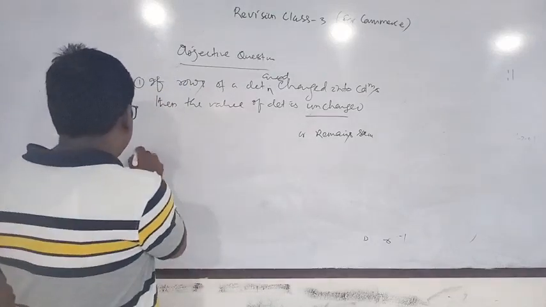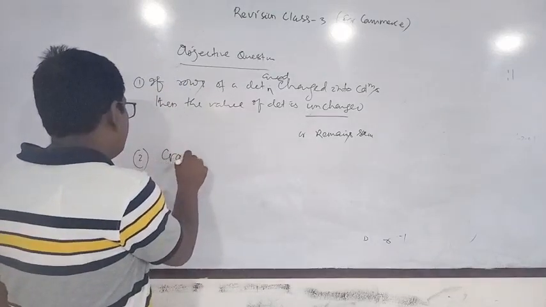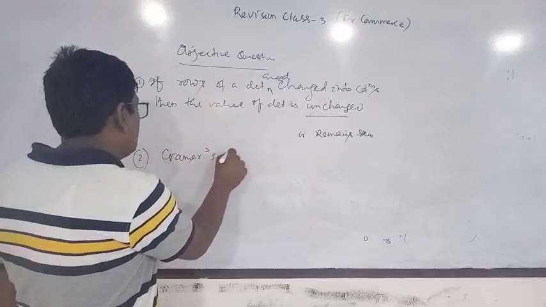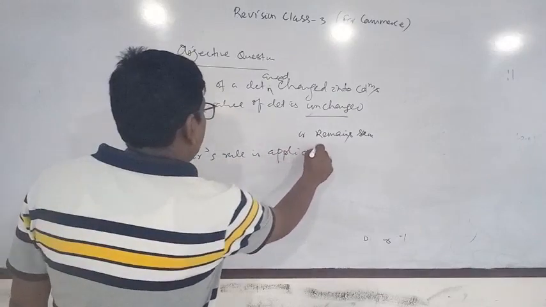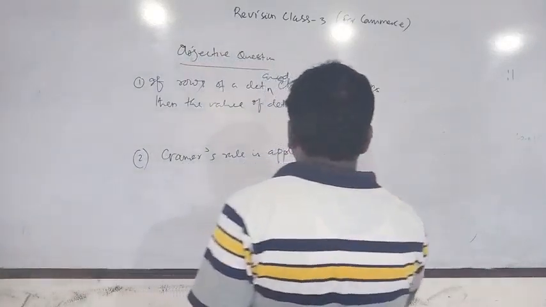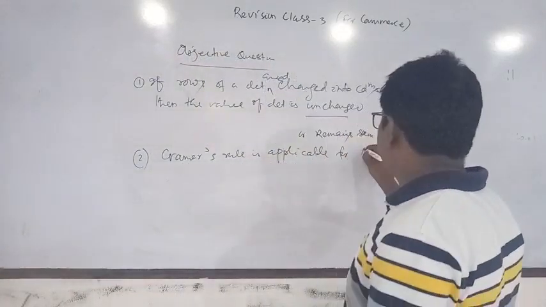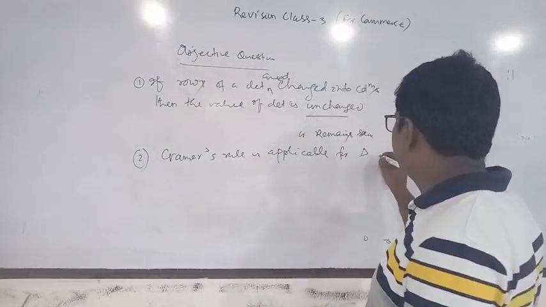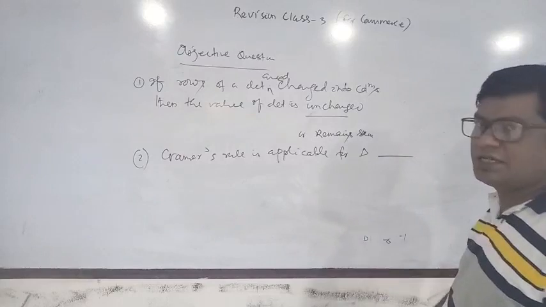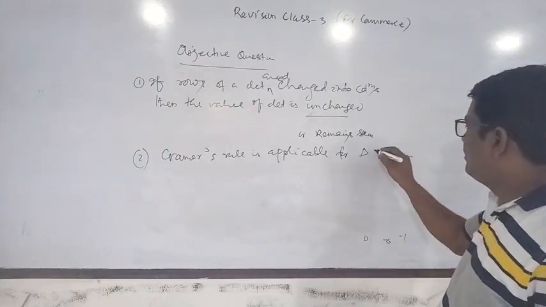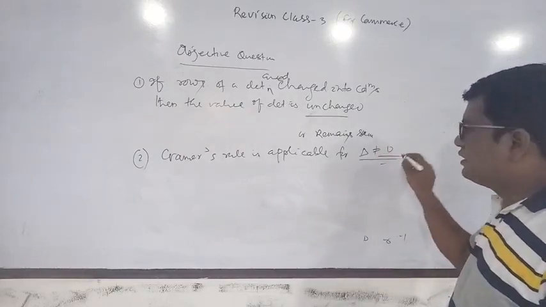Number 2: Cramer's rule. Cramer's rule is applicable for delta is equal to dash. You should write delta not equal to 0 as the answer.